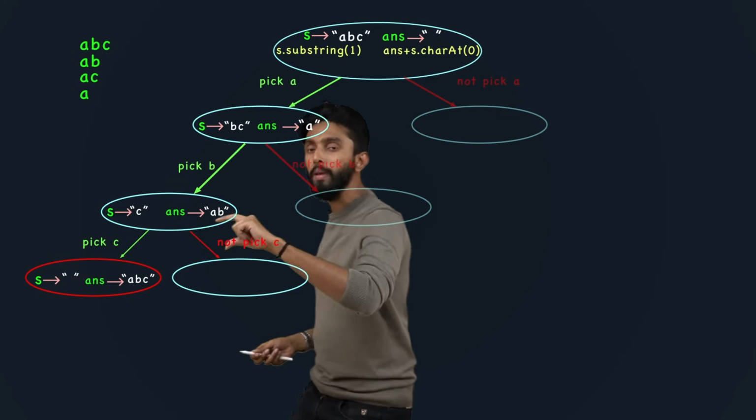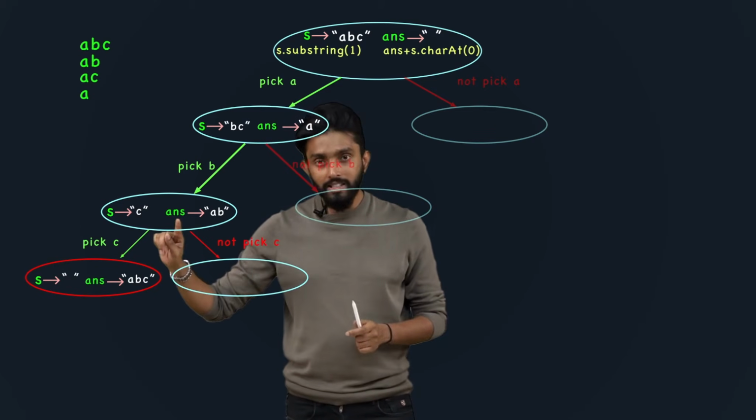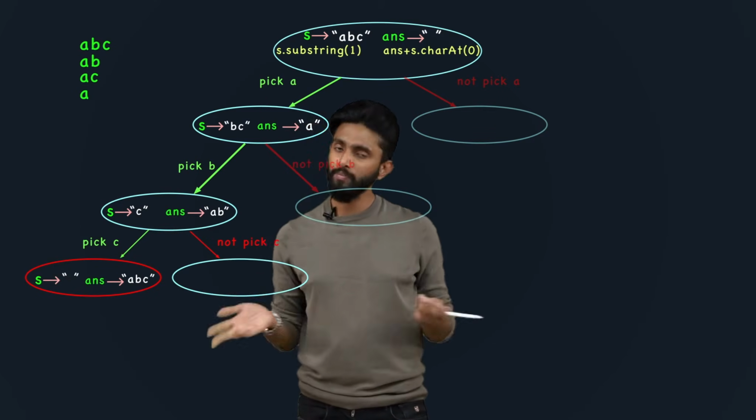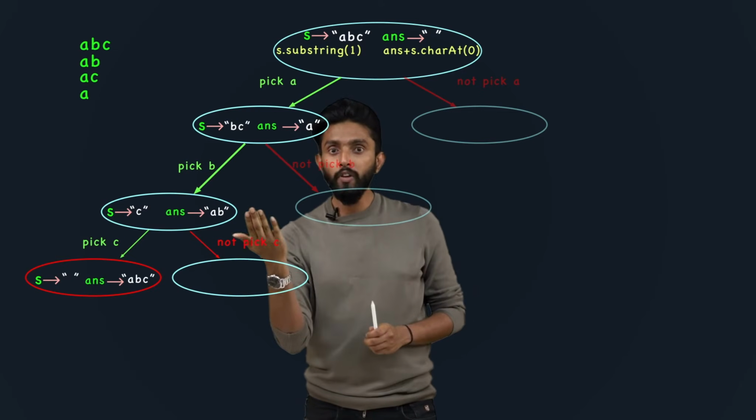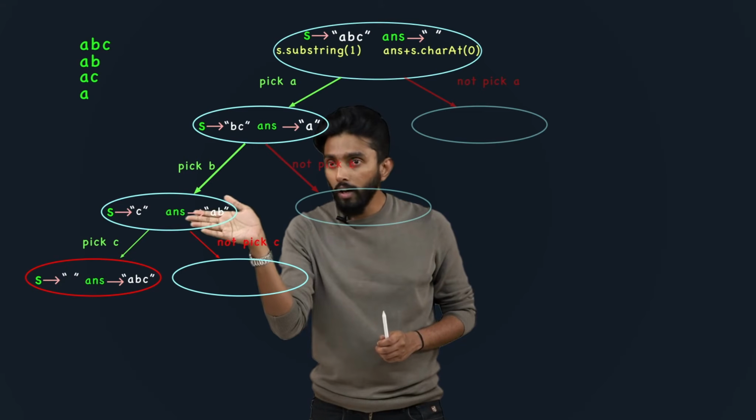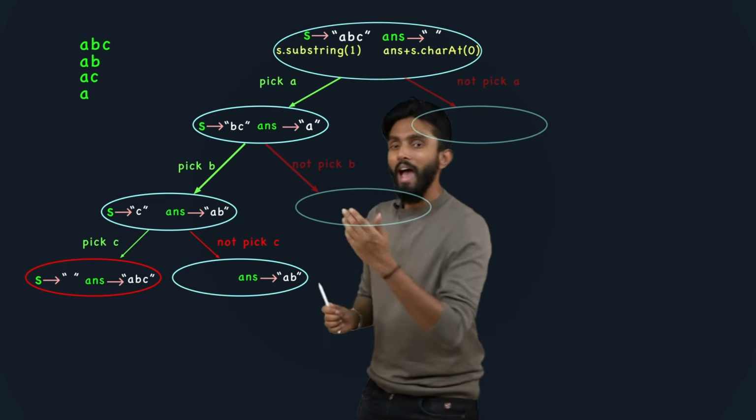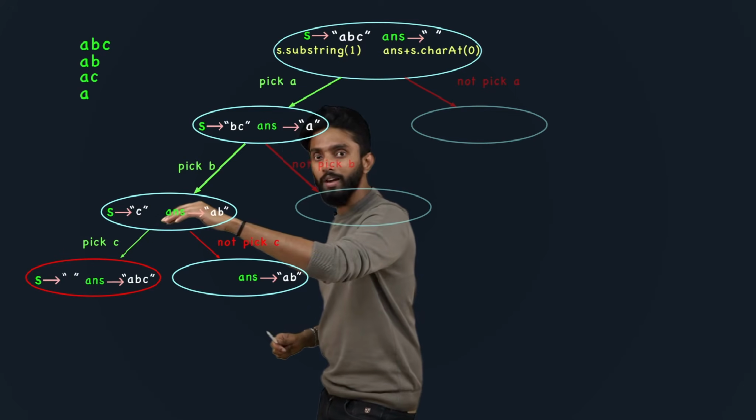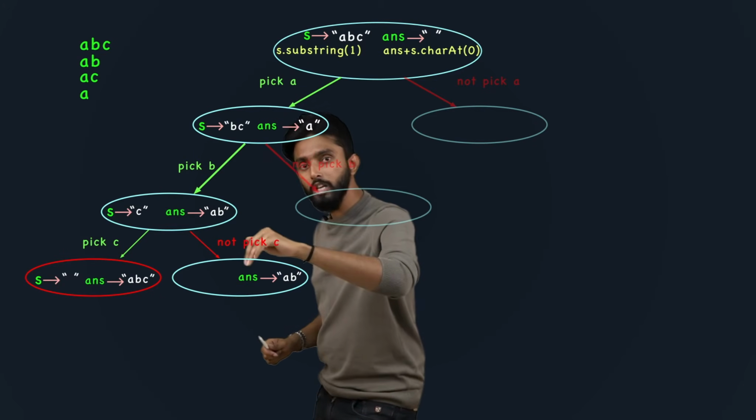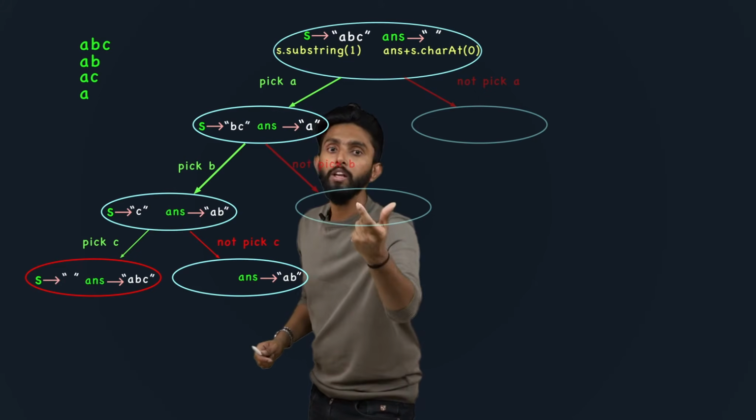Now not picking C means what? To the answer I must not add C. That is what it means. To the answer, if I should not add C, all I have to do is not concatenate. Without concatenating, as it is I will pass the answer, which means the answer will be A, B only. And to find all the subsequences where C is not picked, ultimately you have to break the string down. For empty you have to do.